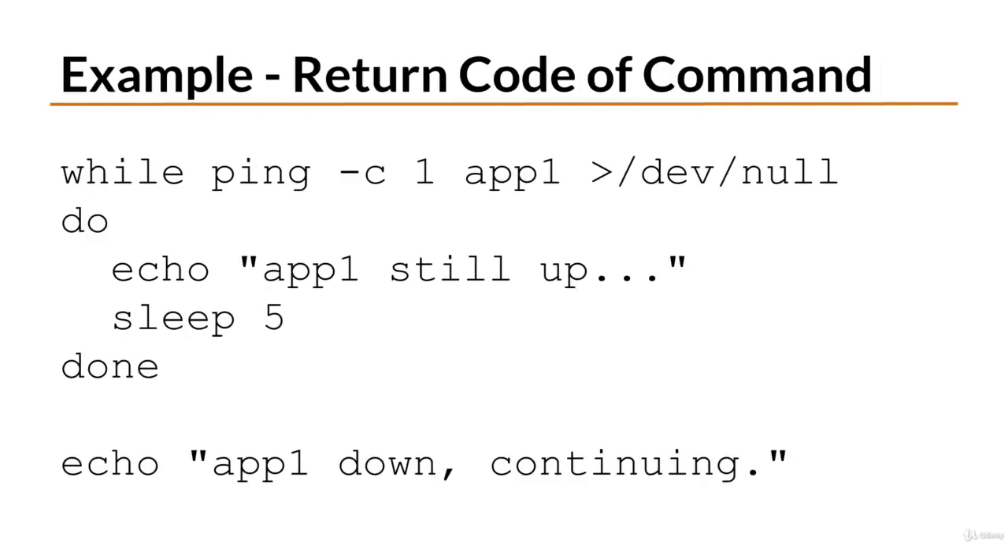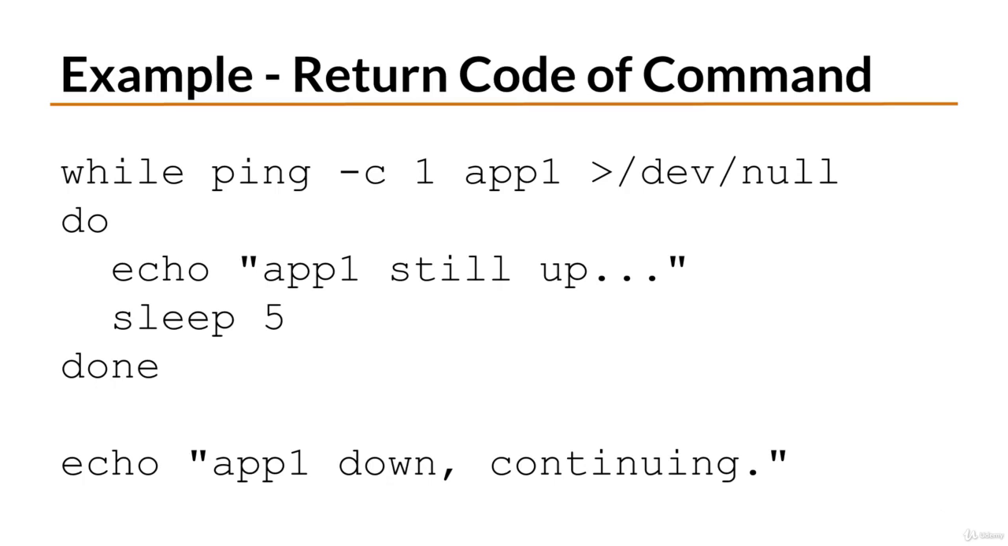Let's look at an example where you need to check the return code of a command. Let's say you have a script that runs on a database server and performs some sort of maintenance or backup. Let's make that script wait until the application server is off the network before it continues. This way we can know that the application is not actively using the database while we are performing our maintenance.